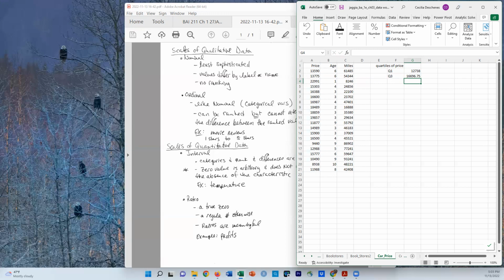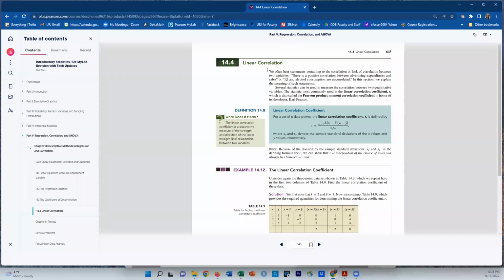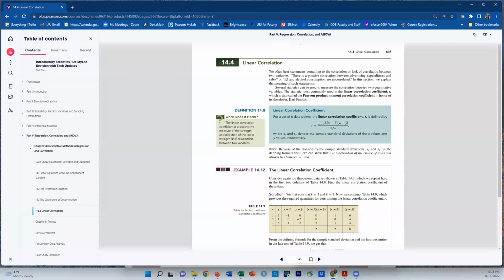Okay, the next concept I want to talk about that you're going to need to know for computer assignment 2 is correlation. In order to do that, I thought the best thing would be to just talk through the textbook on where this is covered. If you want to read it in more detail, it's in section 14.4 under linear correlation.